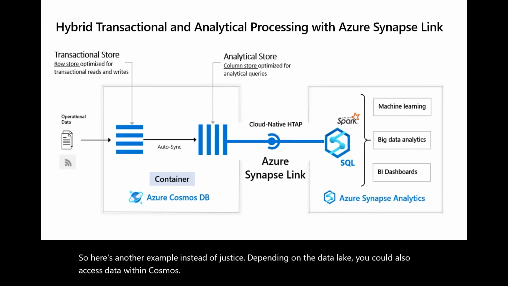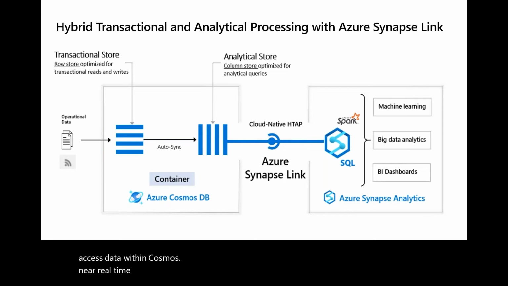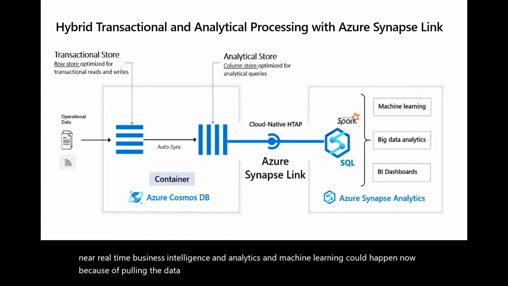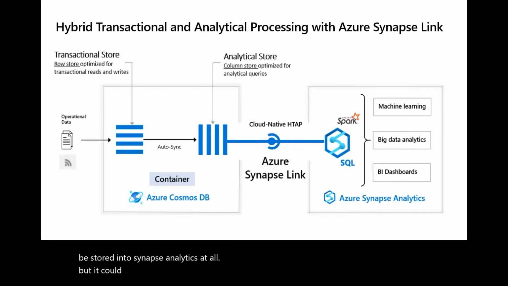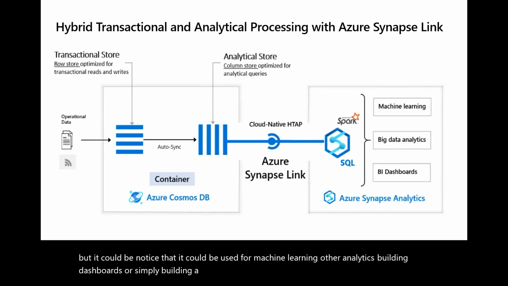Near real-time business intelligence and analytics and machine learning could happen now because of pulling the data in through the Azure Synapse Link. Now, that does not mean it has to be stored into Synapse Analytics at all, but it could be. Notice that it could be used for machine learning, other analytics, building dashboards, or simply building a warehouse with data coming from that analytical column store.